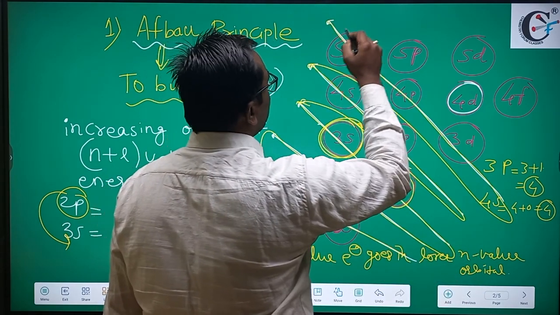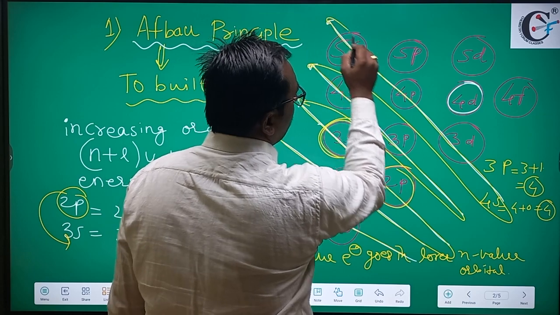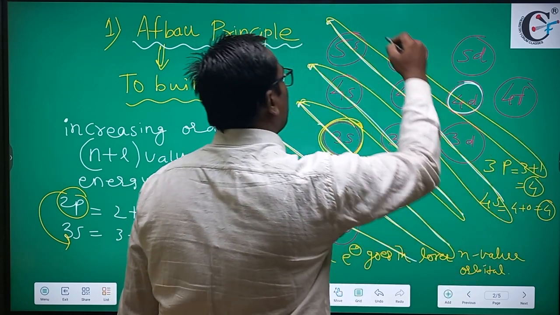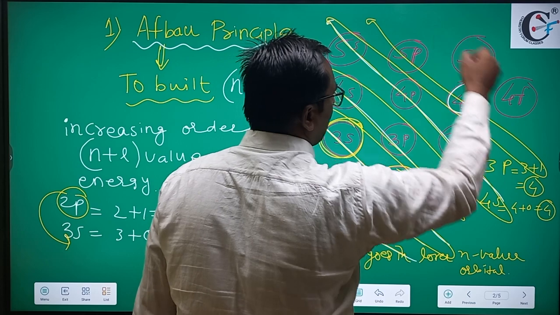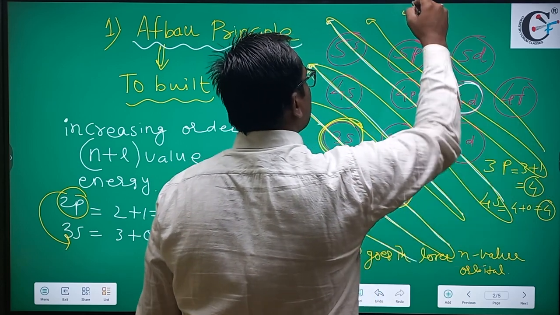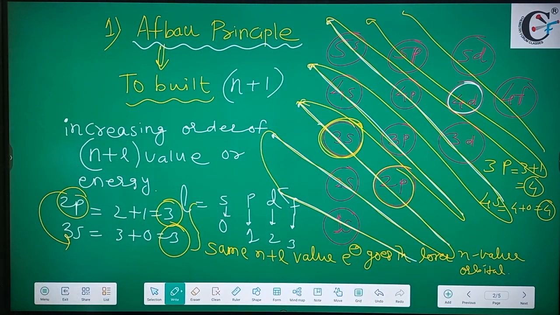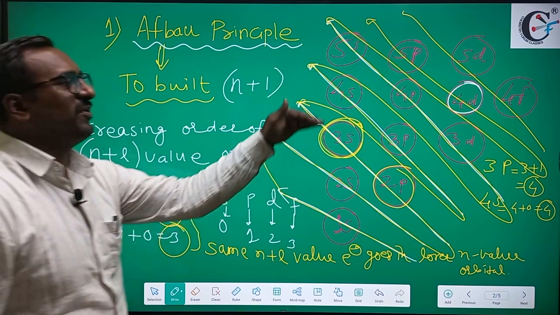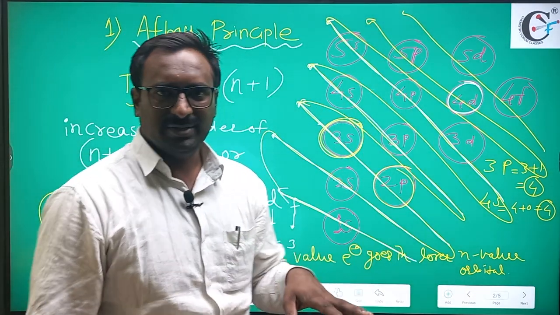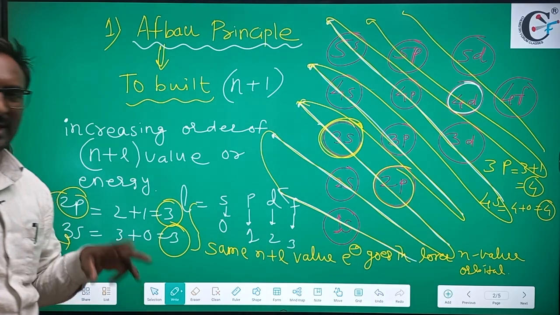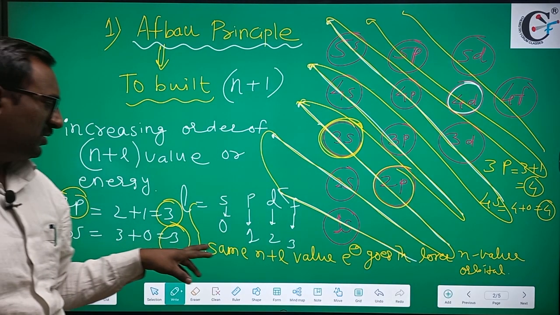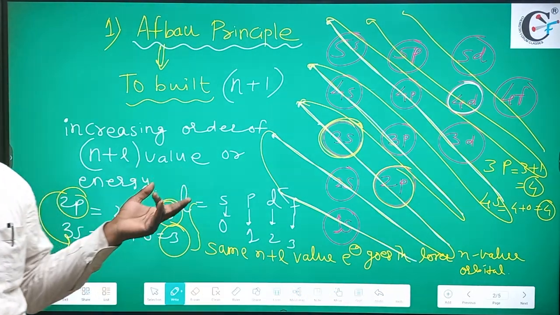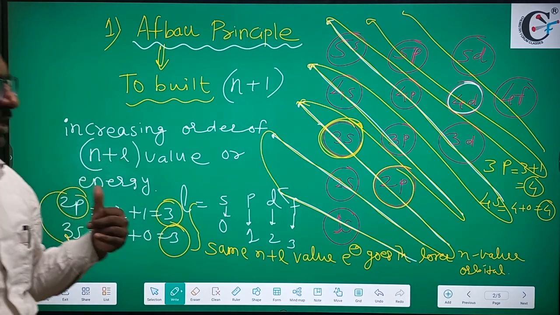5s. After 5s, where will the electron go? It will go to 4d, then 5p. After 5p, where will it go? 4f. After that we continue like this. So this is the sequential filling of electrons in atomic orbitals. If we have the same n plus l value, consider the lower n value, the electron prefers to go there. Okay, so this is the above principle.